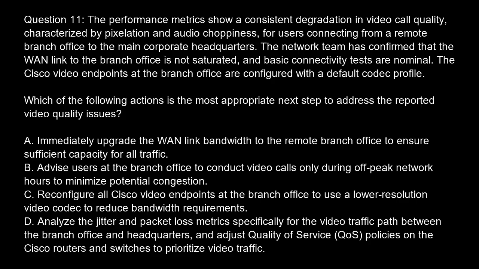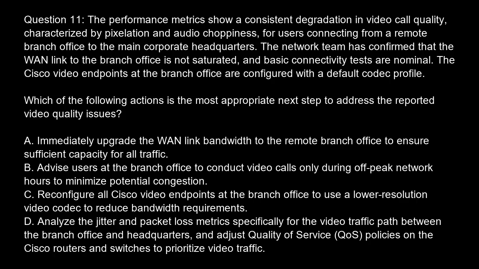Option A. Immediately upgrade the WAN link bandwidth to the remote branch office to ensure sufficient capacity for all traffic. Option B. Advise users at the branch office to conduct video calls only during off-peak network hours to minimize potential congestion.